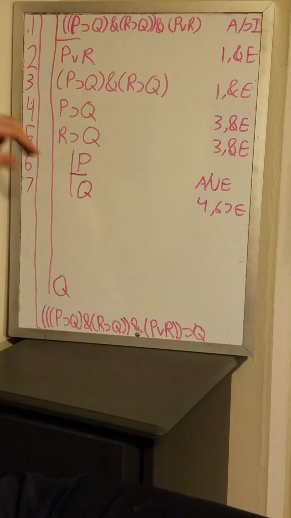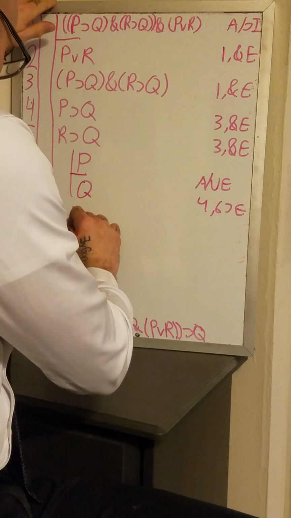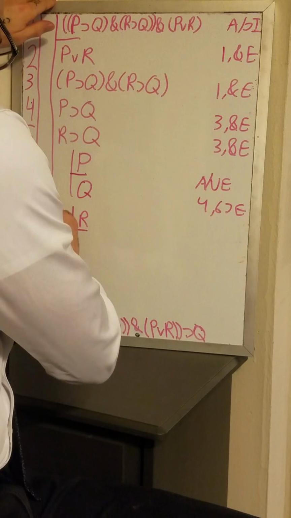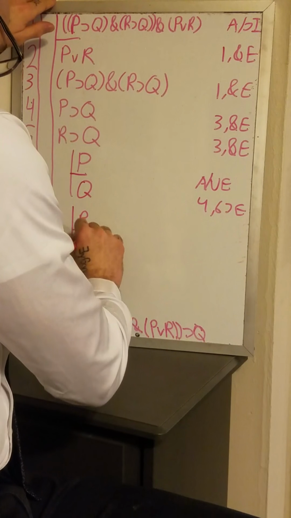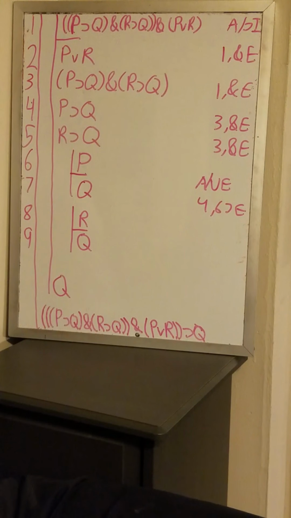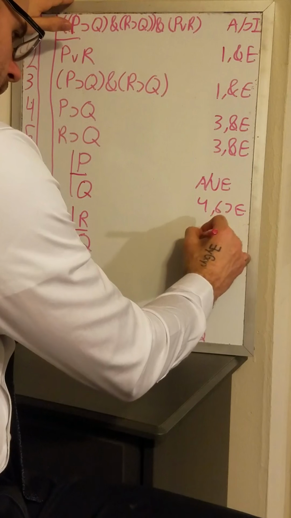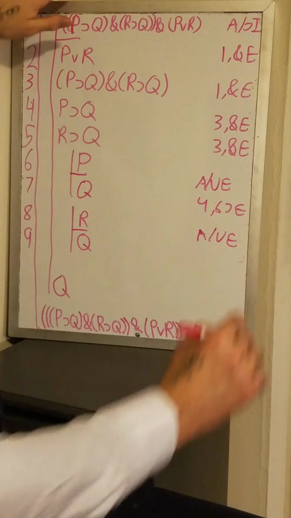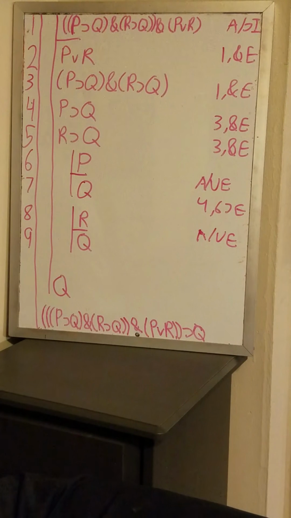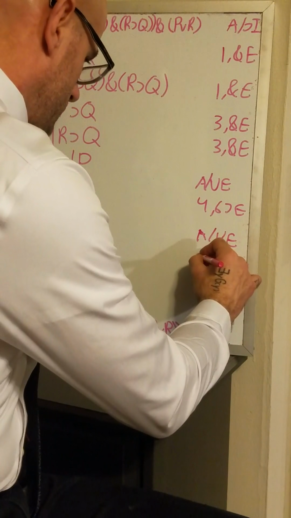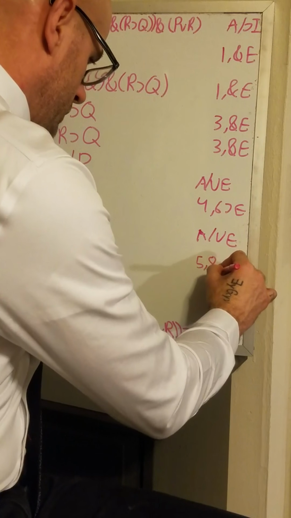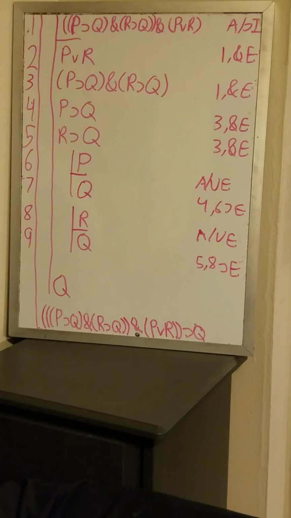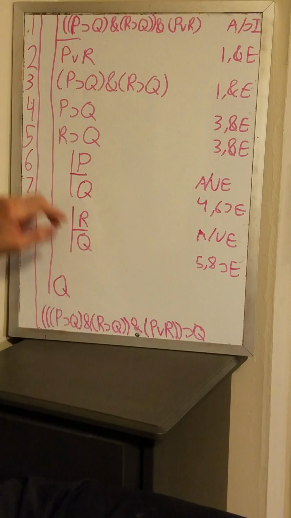And now we can go ahead and do the symmetrical subderivation with R. And this time Q follows from lines 5 and 8, conditional elimination. And now we have on our line 10 Q from disjunction elimination.